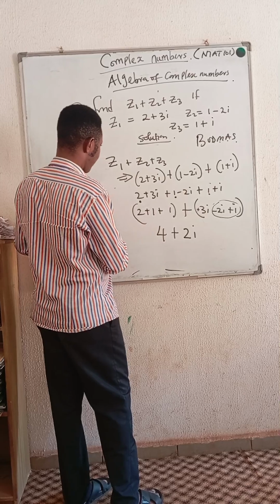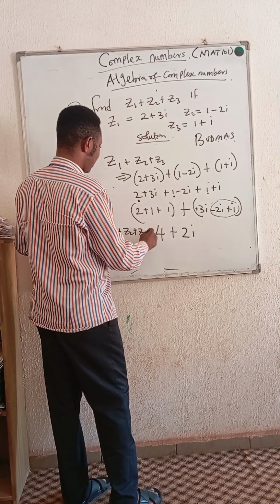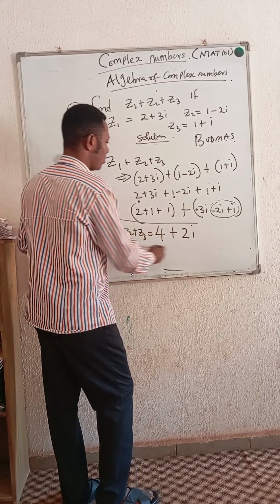Now, it therefore means z1 plus z2 plus z3 is equal to 4 plus 2i.